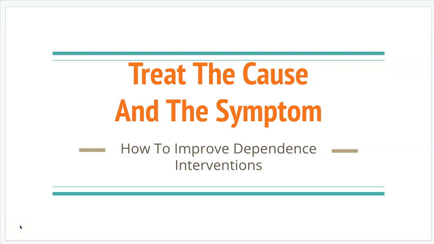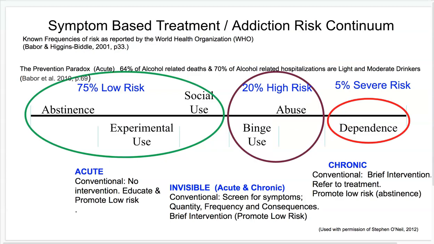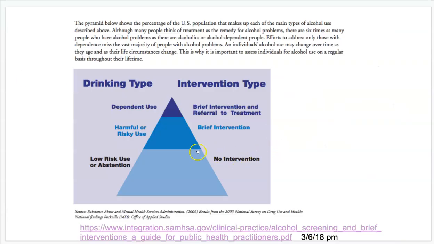The best way to improve dependence interventions is to treat the cause and the symptom. This is what symptom-based models look like. They are based on symptoms. That means most of the population down here is, as indicated in the model, no intervention. If there's enough symptoms, there's a brief intervention, and if there are enough symptoms, then there's a brief intervention referral to treatment.